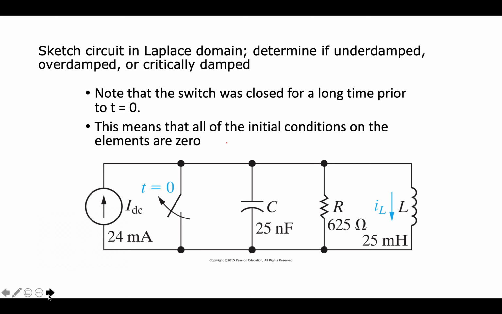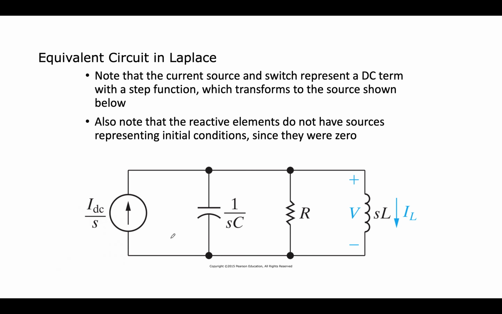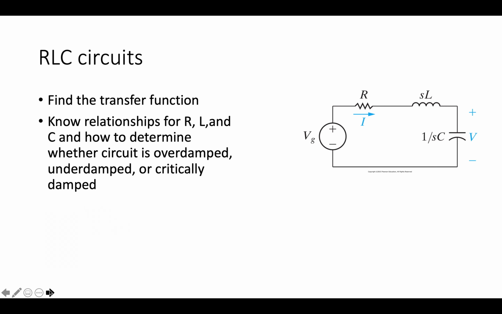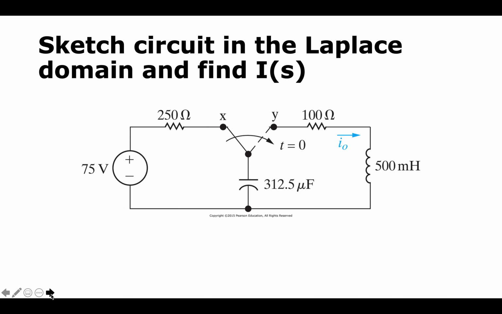I may have that on the next page. Yeah, here you go. This is just done without putting the numbers in, just to show you what the circuit sketch is like. Notice the switch was gone. We talked a little bit about RLC circuits. We talked about relationships for R, L, and C, and how to determine whether the circuit is overdamped, underdamped, or critically damped. And then these are just some illustrations of how to work with circuits in the Laplace domain and find I of s.